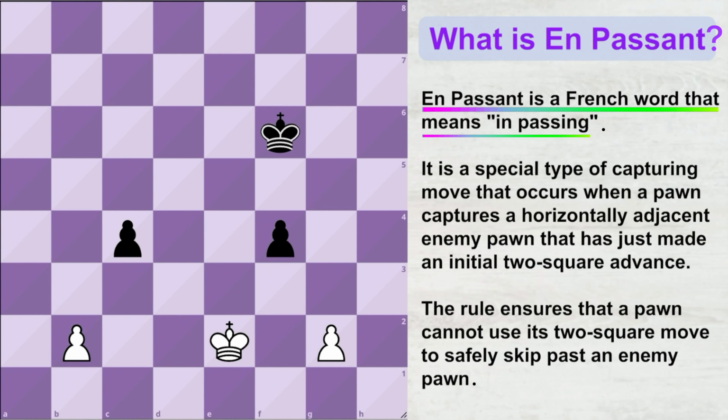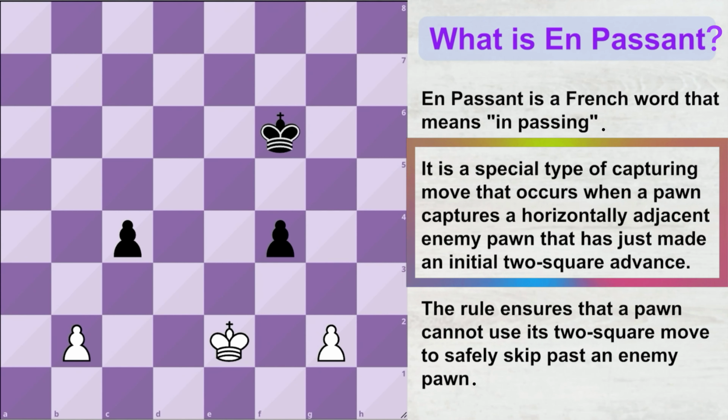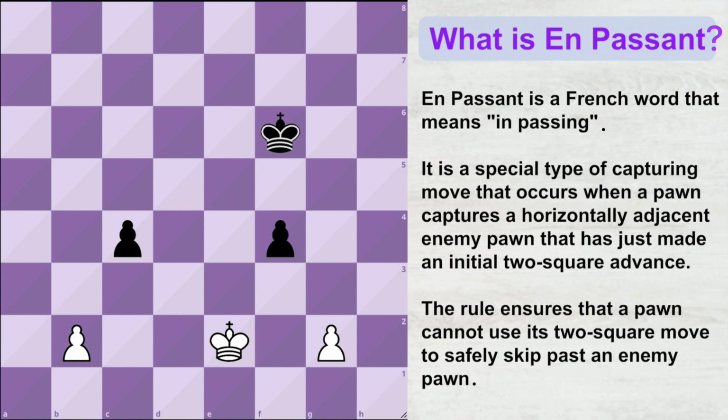En passant is a French word which means in passing. It is a special type of capturing move in chess that occurs when a pawn captures a horizontally adjacent enemy pawn that has just made an initial 2-square advance. So let's understand this concept with the help of this example.